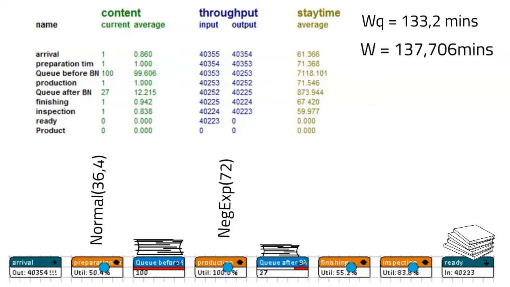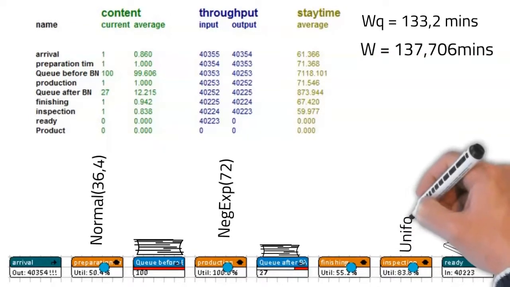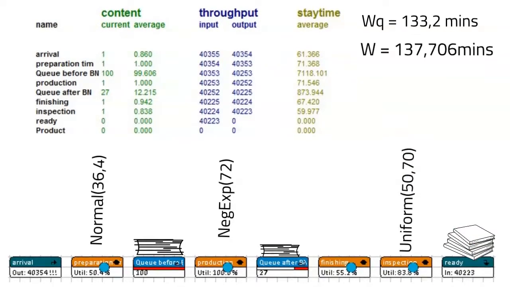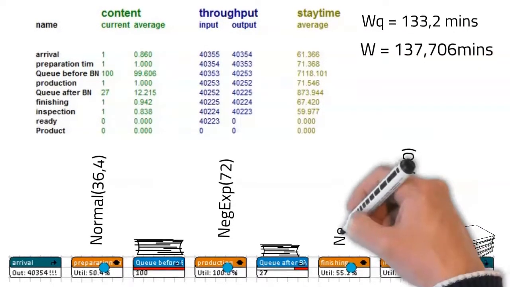That is because the pace of preparation is faster than the pace of production. So as soon as the queue before production gets filled to its maximum capacity, the products at preparation will have nowhere to go, and as a consequence, this process step will be blocked. So the average state time of preparation will be the time of job plus the block time. Inspection takes on average 60 seconds, and that is what we also see in the data sheet.